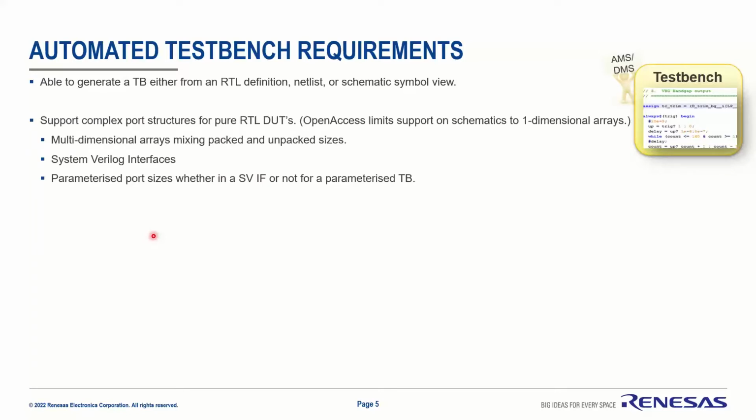For pure RTL blocks, we also need to support complex ports, things like multi-dimensional arrays of packed and unpacked. I've tested the code with a 6x6 packed and unpacked array. I'm pretty sure it will work for any combination. It also needs to work with SystemVerilog interfaces and parameterized ports. Now, all of that is only needed for RTL definitions, because anything coming out of schematic capture doesn't support multi-dimensional arrays. They're all one-dimensional, which makes it nice and easy.